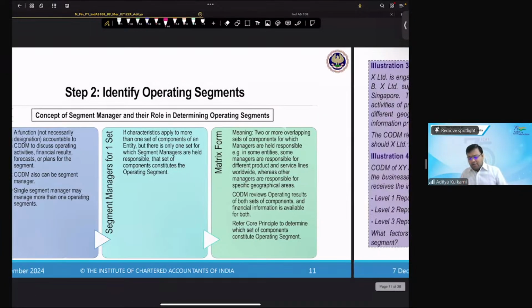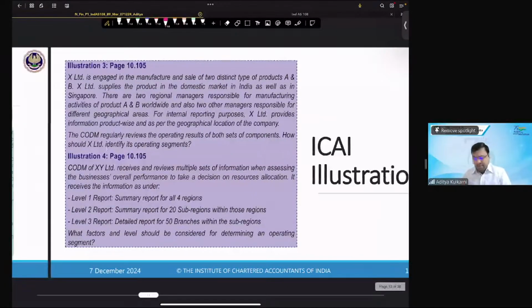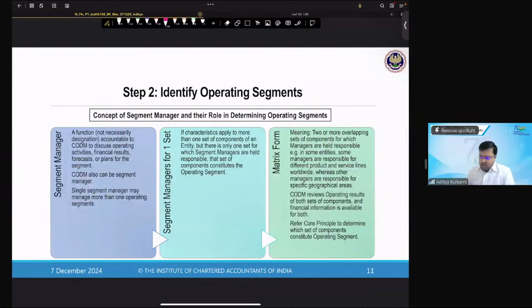Okay. अभी थोड़े बहुत you have theories. We have a designation known as a segment manager, a function which is accountable to the CODM to discuss operating activities, financial results, forecasts, or plans for the segment.